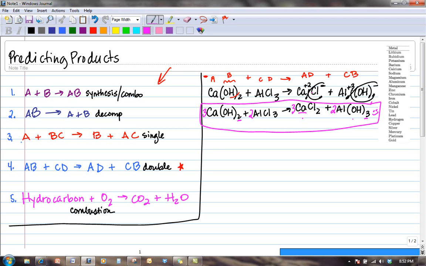I see that when I combine calcium and chloride together, I get an S. So I know right away that this is not the precipitate. And when I look at aluminum and hydroxide, I see that I have an I. That means that if the directions wanted me to, I would circle aluminum hydroxide as being the precipitate in this reaction.